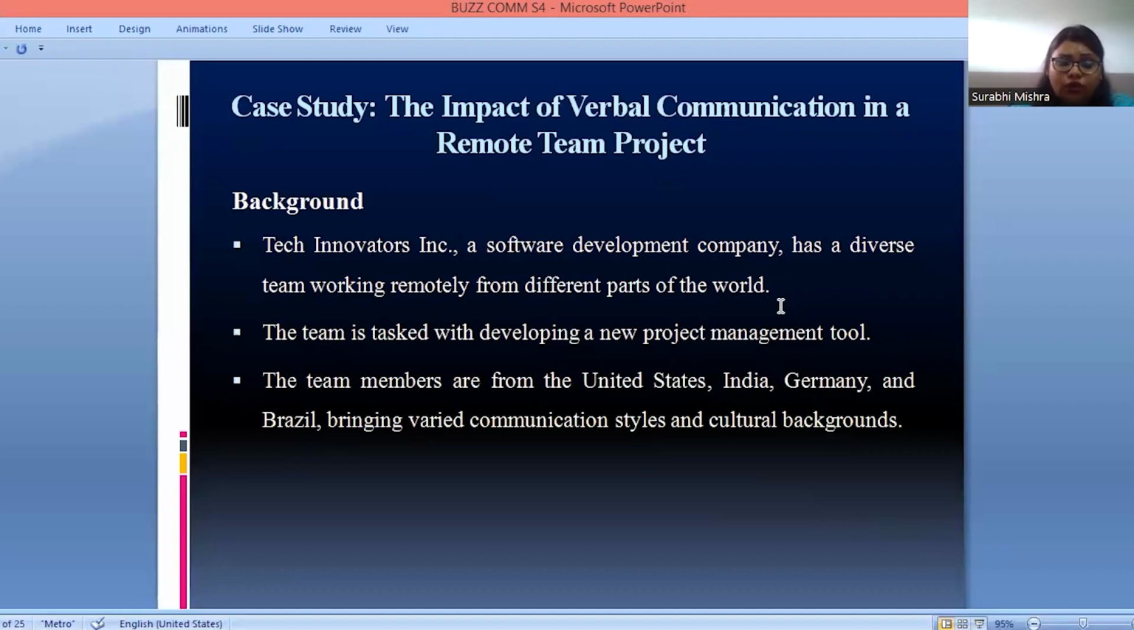So here, what this case study is saying is that Tech Innovators Inc. is a software development company, and it has diverse team members as people are working from different parts of the world. The team members are from the United States, also from India, also from Germany, and a few are from Brazil. As the people are from diverse backgrounds, they might have diverse communication styles and cultural backgrounds. Right. So we'll be discussing more about it.